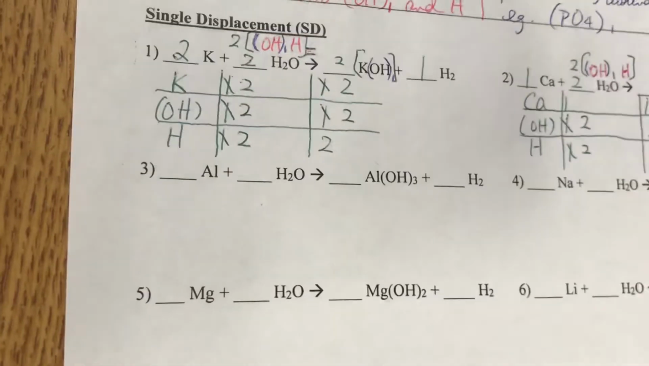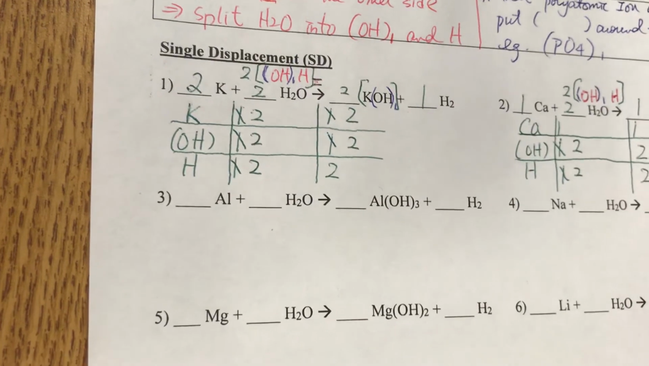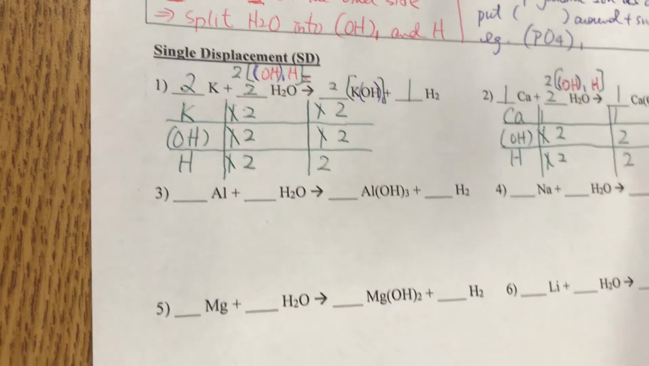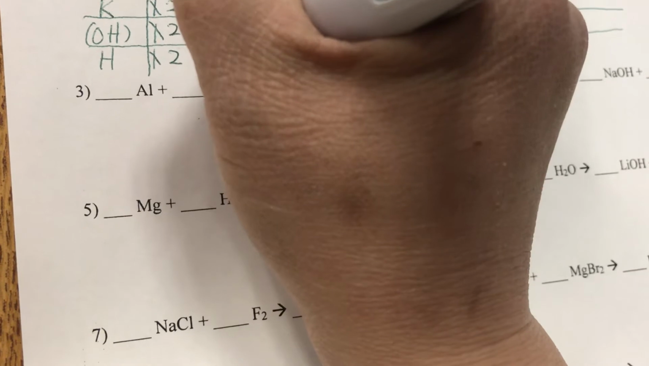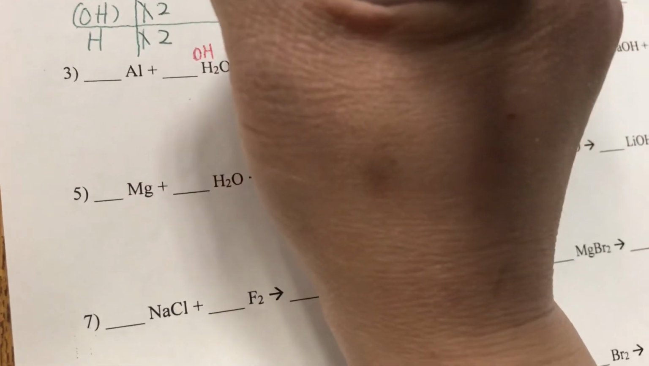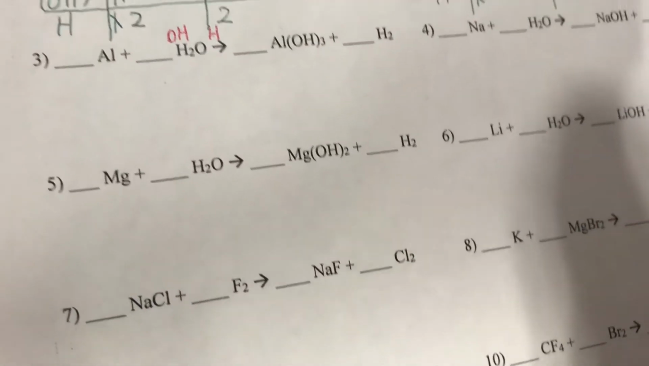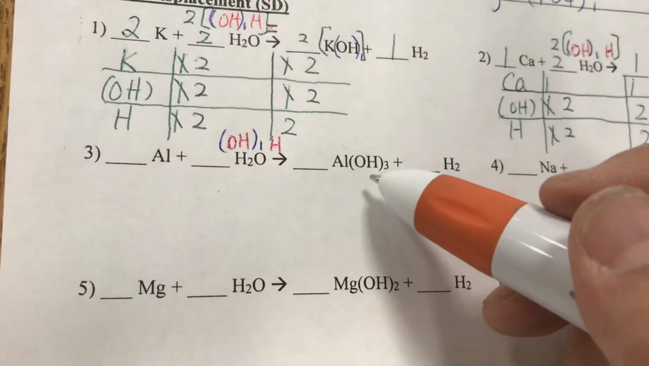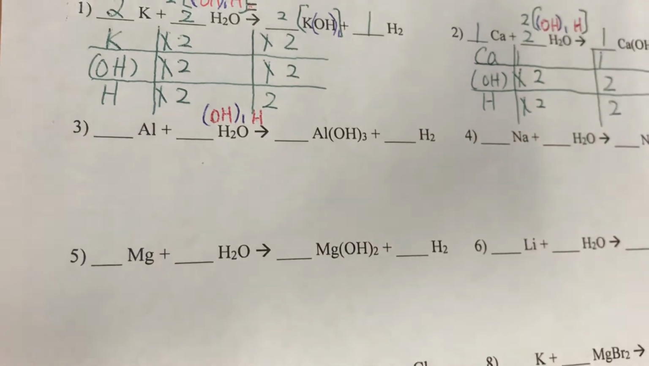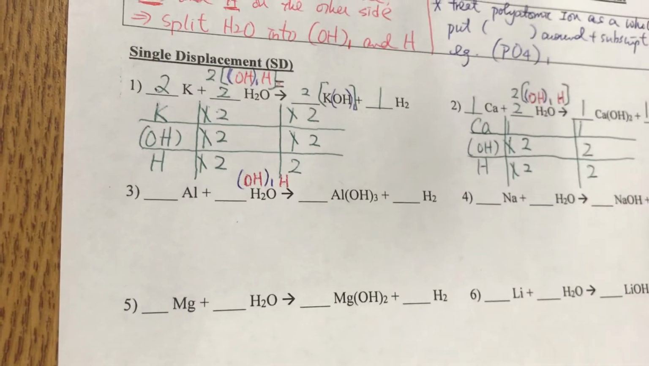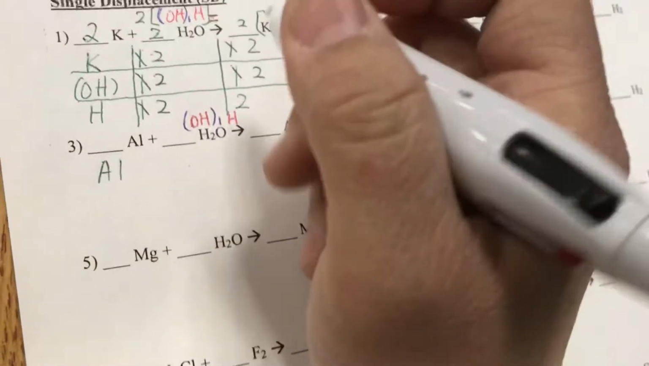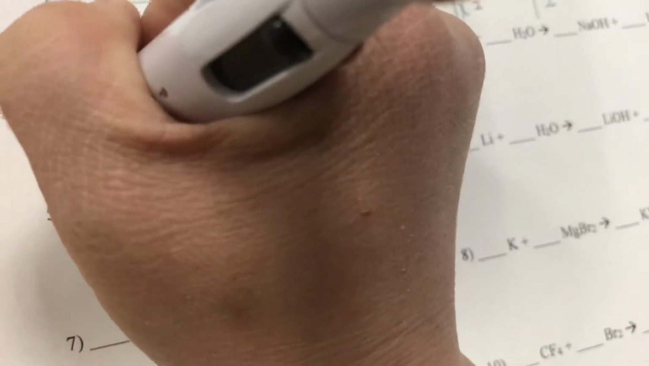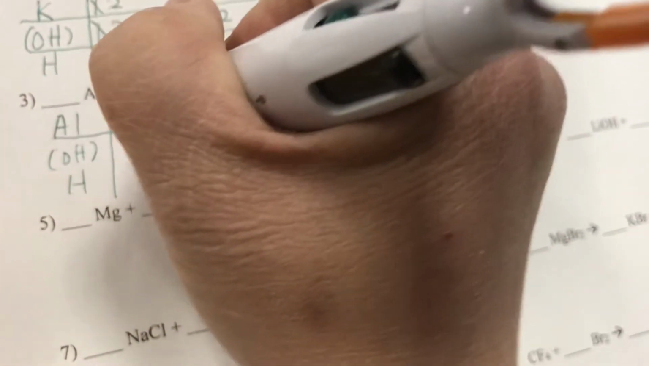I'm going to do one more on number 3. I split my water into OH and H again. And then I have the parentheses around the OH, put the 1, and then here I have the parentheses around the OH, I have the 3, so you're all set. Now I can put down the table. I have Al, I have OH parentheses, and I have hydrogen. So I can start to draw my table.